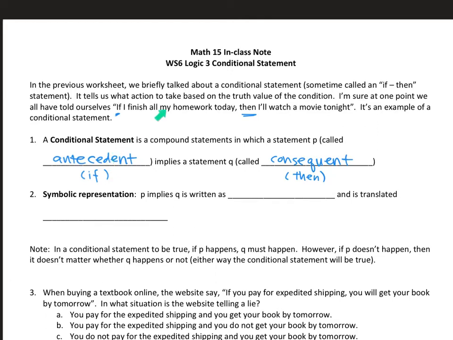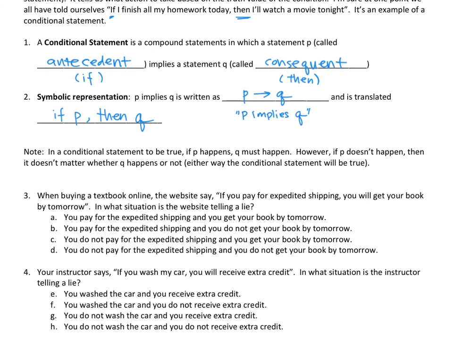Symbolic representation: P implies Q is written as P, arrow, Q. And it's translated as if P, then Q, right? So a lot of times I'm going to write it like P arrow Q, and I'm going to read it as P implies Q, right? P implies Q. That means if P, then Q. Okay. All right, so there's a little note here.